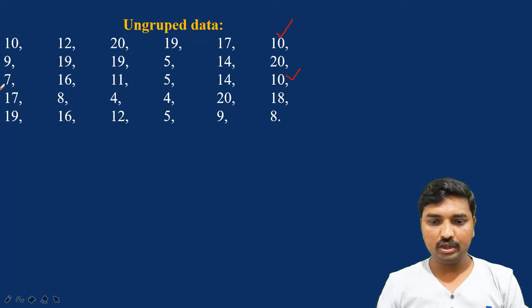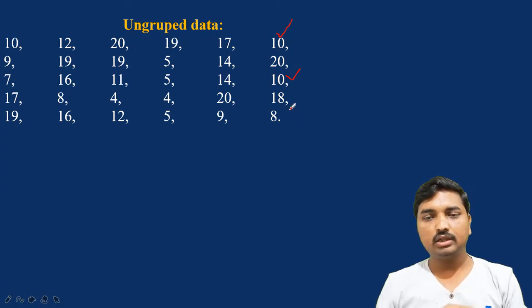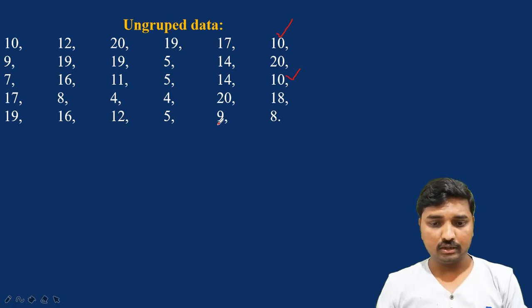Okay, in the second row there is no 10, in the third row there is no 10, in the fourth row there is no 10, and in the last row there is no 10. By this we can understand that there are two students who obtained 10 marks. In the same sense, I'm going to look at one more category like this.